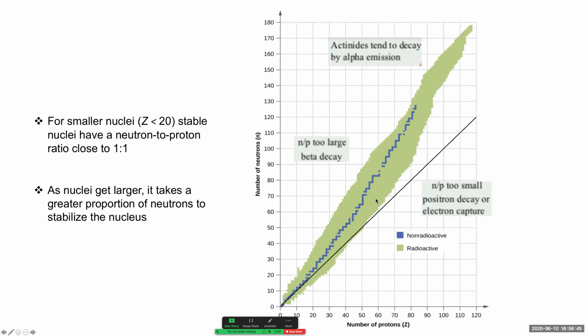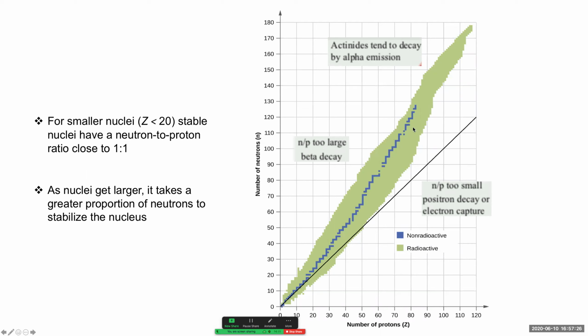If the N to P ratio is too small, we do a thing called electron capture. That's where the nucleus actually steals an electron from one of the electron shells. And when that happens, the number of neutrons goes up and the number of protons goes down in the nucleus. So again, the ratio of neutrons to protons in that nucleus gets closer to this blue line.